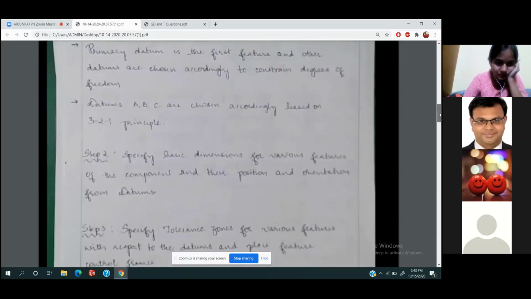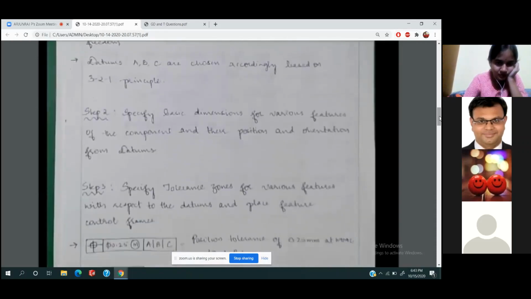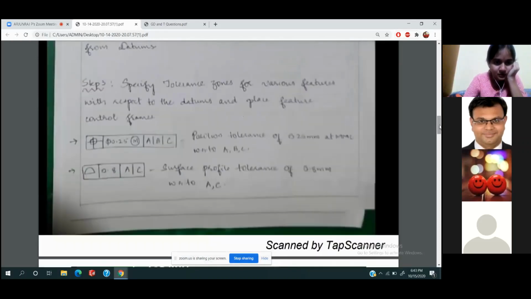And later, in the component, we mentioned the basic dimensions, like the length of each side, and other features like the position of each hole, where they were placed. And next, we mention the datum features. What is this 3-2-1 principle all about?